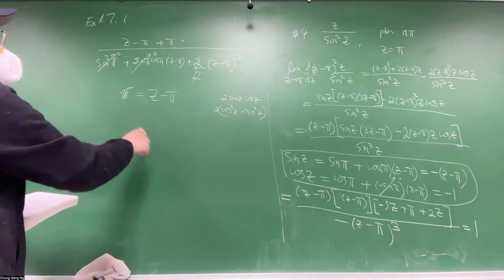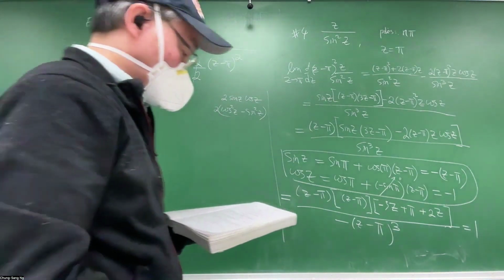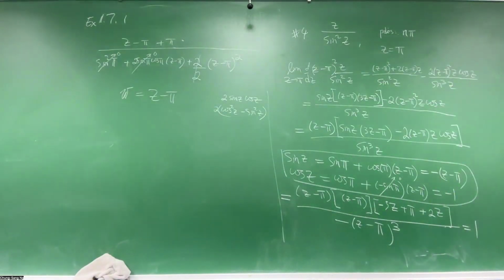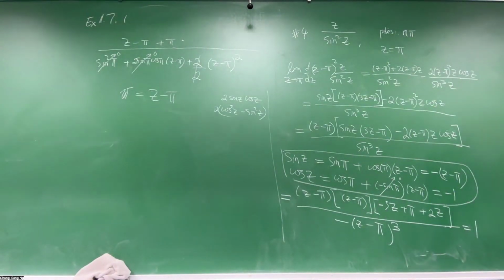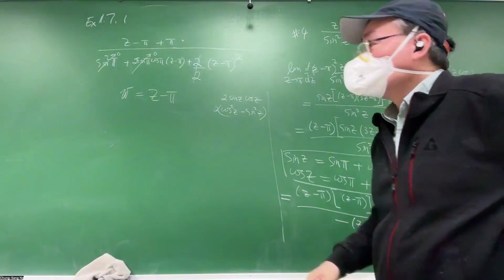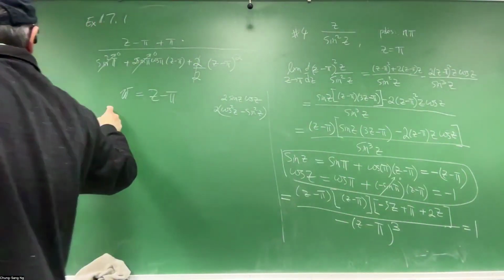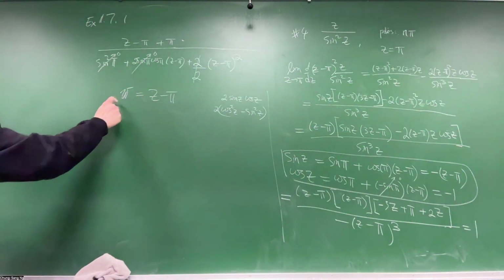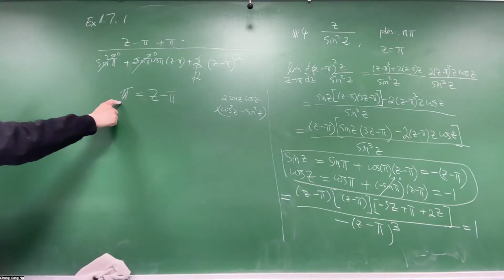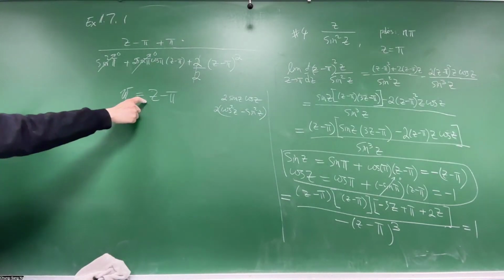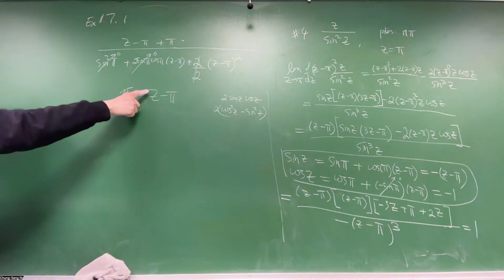Just call c minus pi a new variable w, which works out, but just some caution when you do change a variable. This change of variable is okay. You keep the new variable proportional to this with proportionality 1.